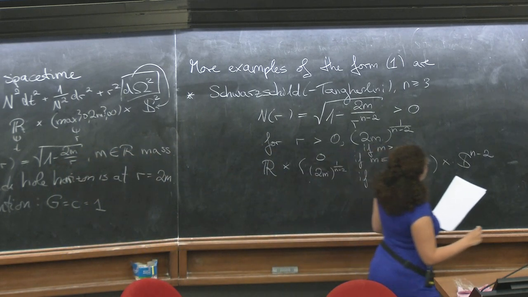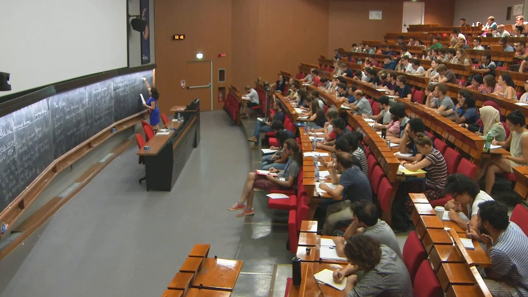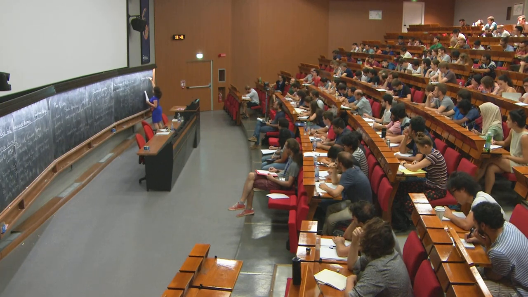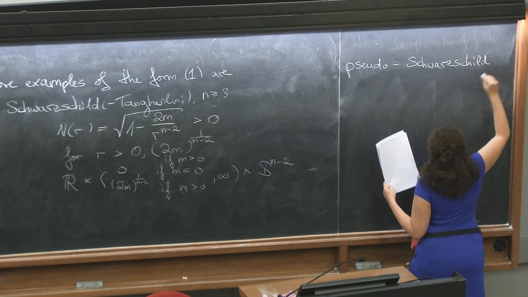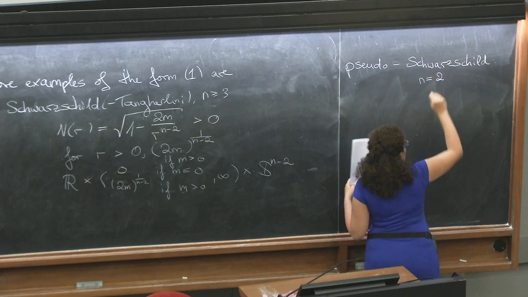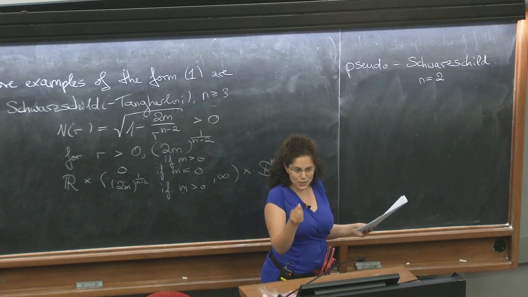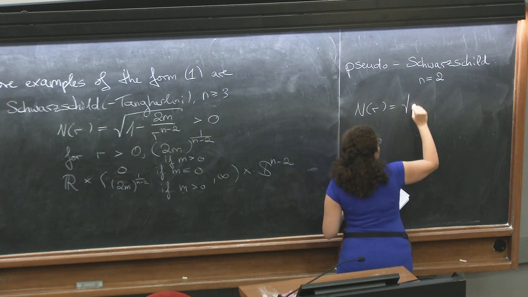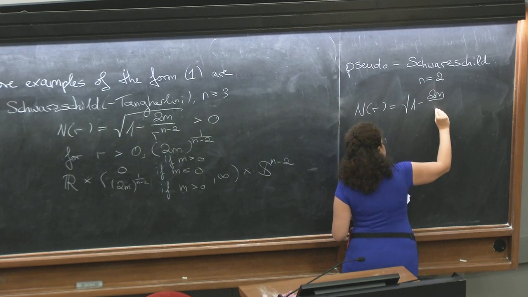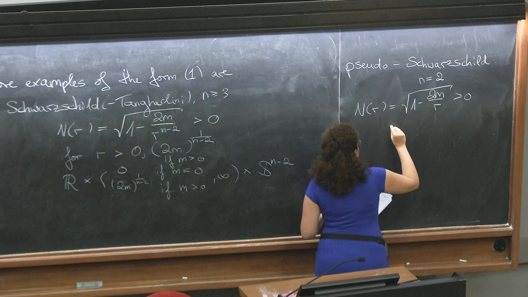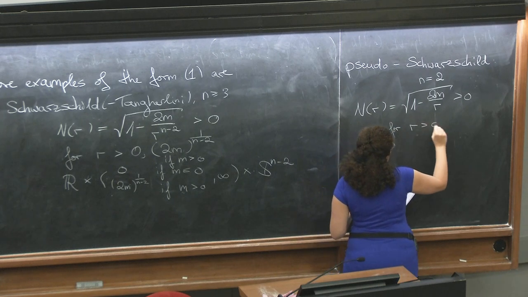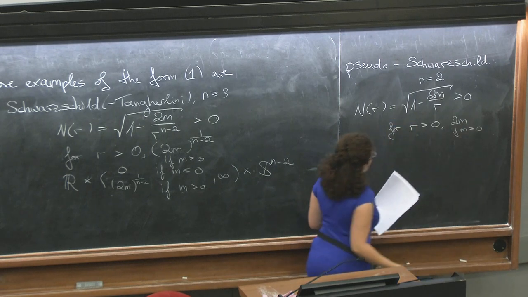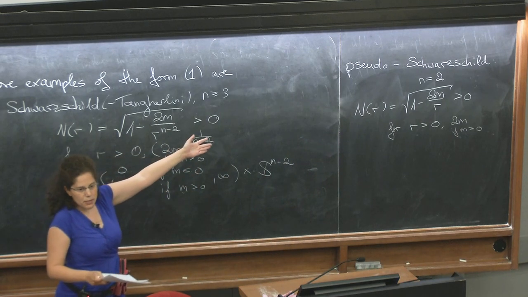There is also a metric in the literature that sometimes has the name pseudo-Schwarzschild that we're not going to talk about very much, but I want to mention it because it has confused some of my students enormously, which is for n equals 2. So that's three space-time dimensions. N is always the spatial dimension for me. That's three space-time dimensions, and you take N of r exactly as in the three-dimensional case. Of course, this is positive for r between 0 and 2m. Okay, so this gives you a legitimate spacetime.